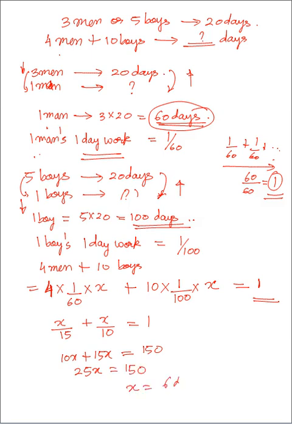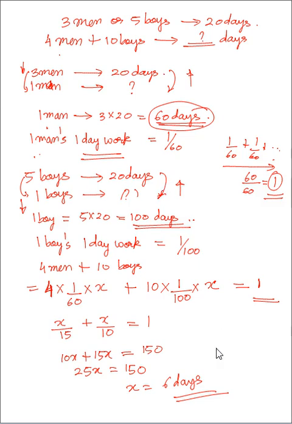So again we are getting the answer 6 days, right? I have shown you 3 different methods, and in all 3 methods the answer is the same. This is the method where you take one boy's work as well as one man's work for 1 day, and then you find. Your x is unknown. x is the number of days.